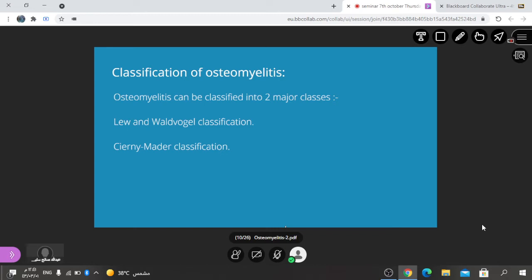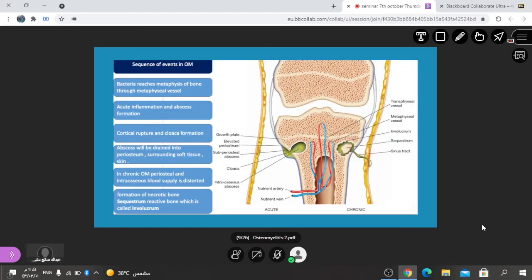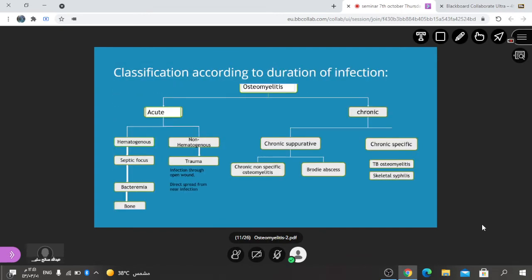And then I have the Cierny-Mader classification, which is an important one for the management of osteomyelitis. I will start with the Lew and Waldvogel classification. First, the classification according to the duration of infection. It could be acute or chronic. Acute if it's less than 2 to 3 weeks, and mostly it is hematogenous.